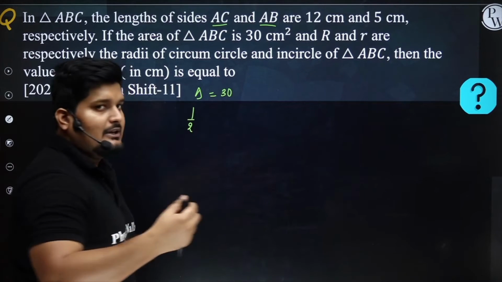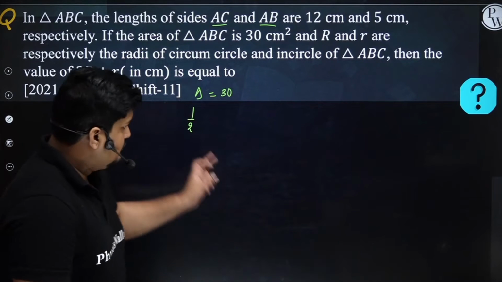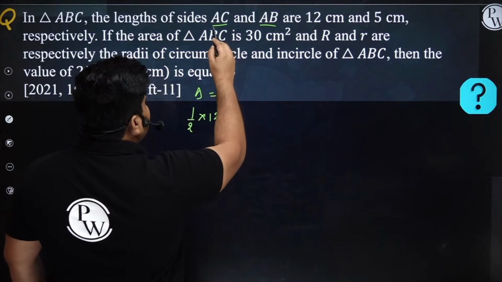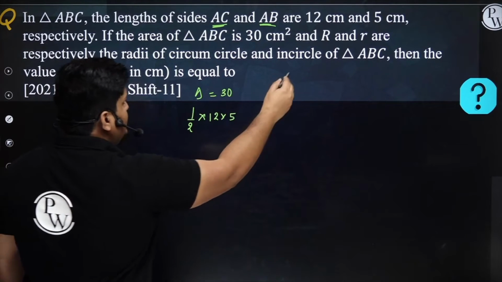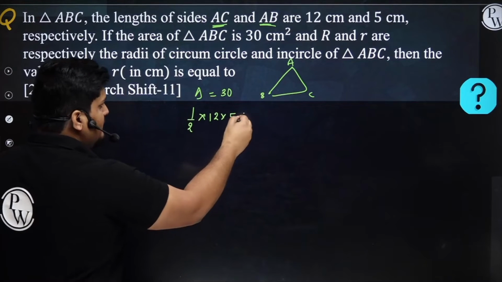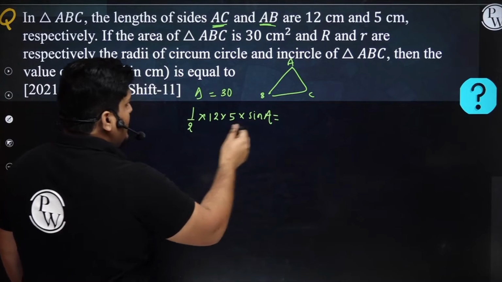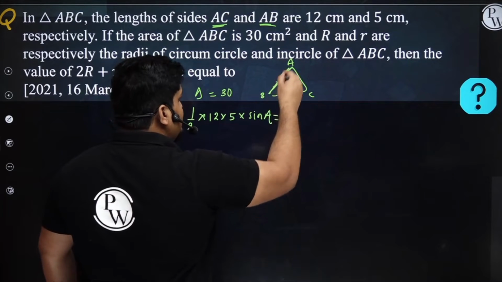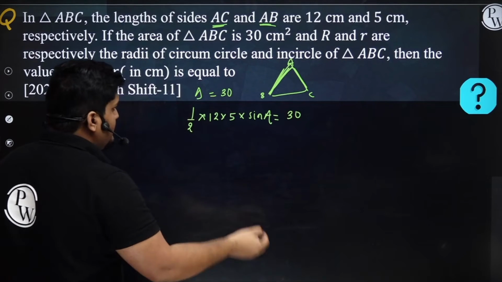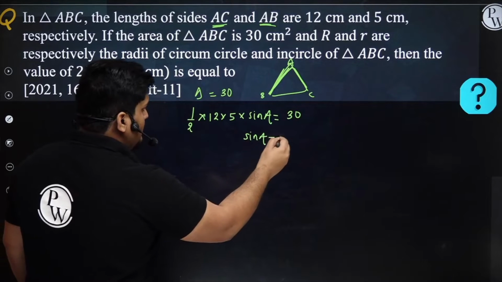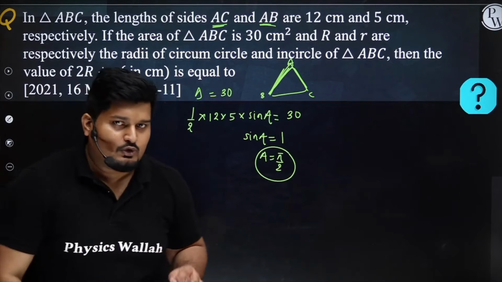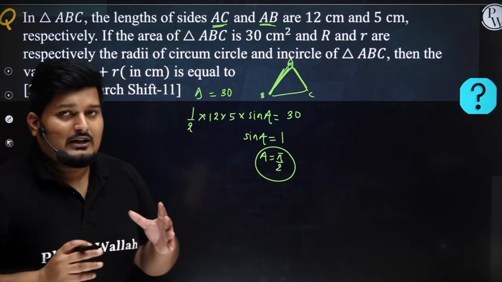Let's see, with the help of delta, can we find any angle? So half of 12 into 5. Now these are sides AC and AB, so the angle between AC and AB will be sin A. Half AB into AC into sin A is equal to delta, 30. Guys, do you see what is going to happen? Sin A becomes 1, so angle A is pi by 2. Once we have angle A equal to pi by 2, the calculation will become easier.